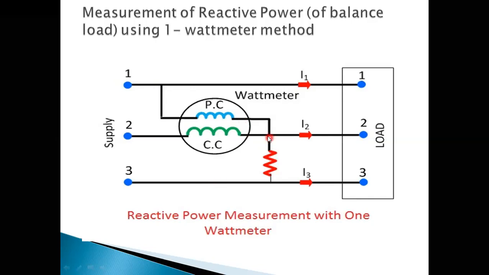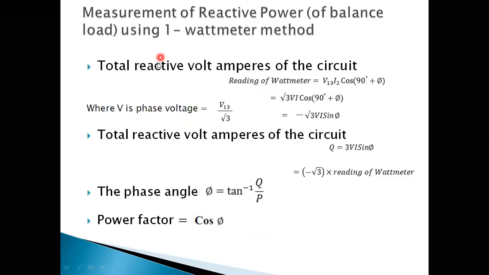Voltage across the pressure coil is V13. Please check there is no connection between here. It's a clear overlap. Here we have an overlap. It's not shorted here. So the current coil CC is connected between supply 2 and load 2. The pressure coil PC is connected between lines 1 and 3 here.